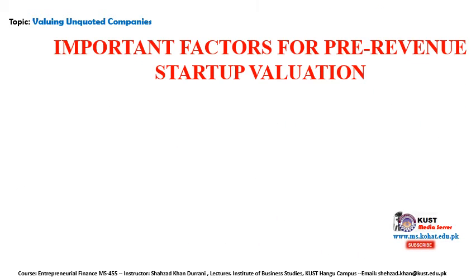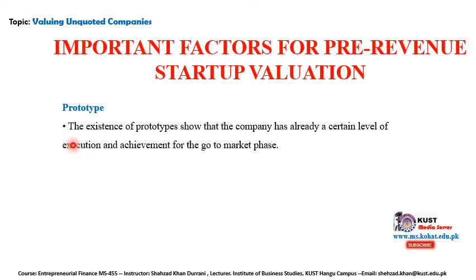The next important factor is the prototype. What does it mean? The existence of a prototype shows that the company already has a certain level of execution. Execution means the company has already started, and has achievements for the go-to-market phase. They are going to enter the market phase because they have some achievements.